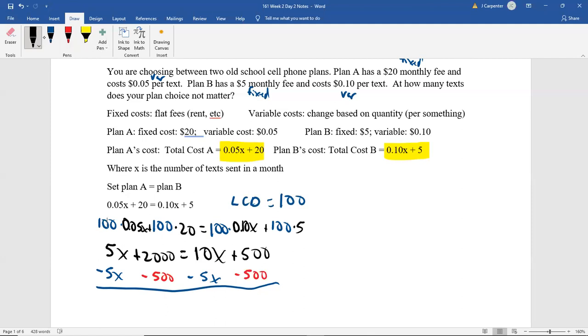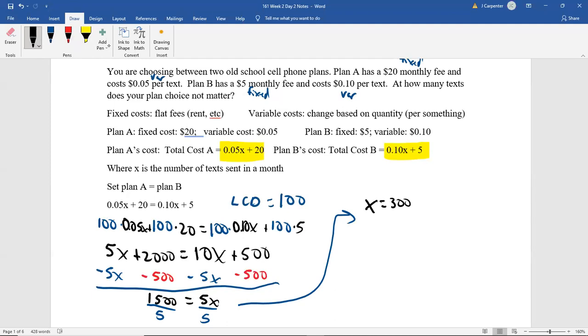The x's on the left cancel. 2,000 minus 500 is 1,500. And that's going to give us an equals. 10 minus 5 is 5, so that's 5x. The 500s cancel. Last step, divide both sides by 5. 5 goes into 15 3 times. Tag the zeros along. And you get that x is equal to 300.